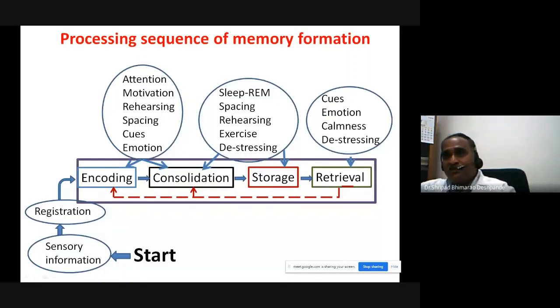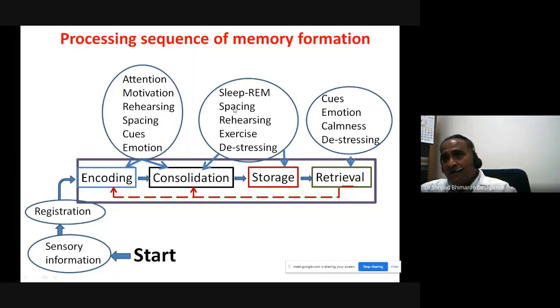So that means the cue is a string. It acts as a string to pull it. So that is one thing. Similarly, the emotion. These two are helpful when you are trying to store certain information in the memory. Now, coming back to the consolidation.